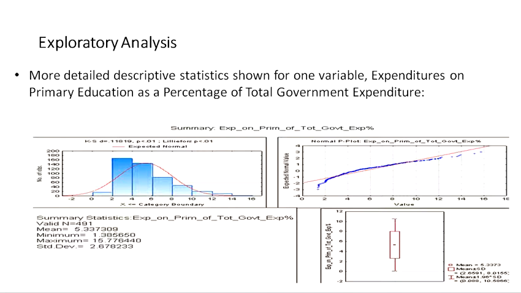Here we see a little bit more detailed descriptive statistics shown for one of the variables: expenditures on primary education as a percentage of total government expenditure. On the top left we have a bell curve representing the data, and then we also have some more statistics in the bottom left, as well as a few more visualizations of the data.